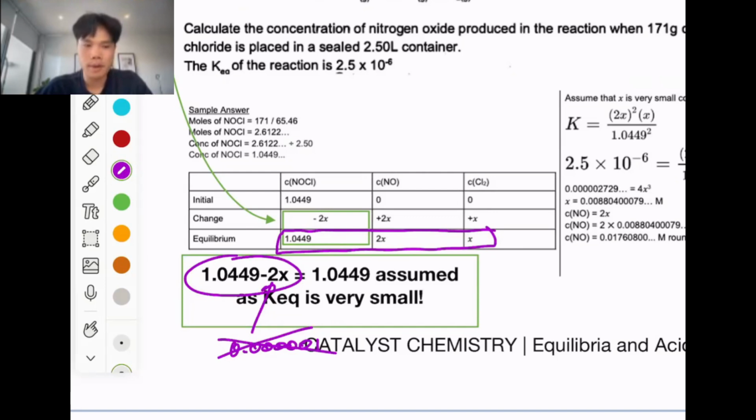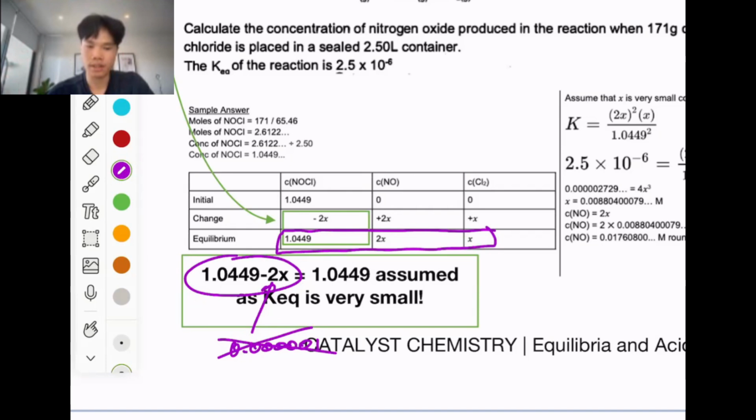That being said, if you want to be safe and you're just not sure on the day, there is nothing wrong with doing the quadratic formula. It's still within reason. But the small change assumption has to be viable, as long as you justify it. You have to have that sentence saying x is very small compared to the initial concentration because K is very small, therefore we can count it as negligible, or something to that effect.